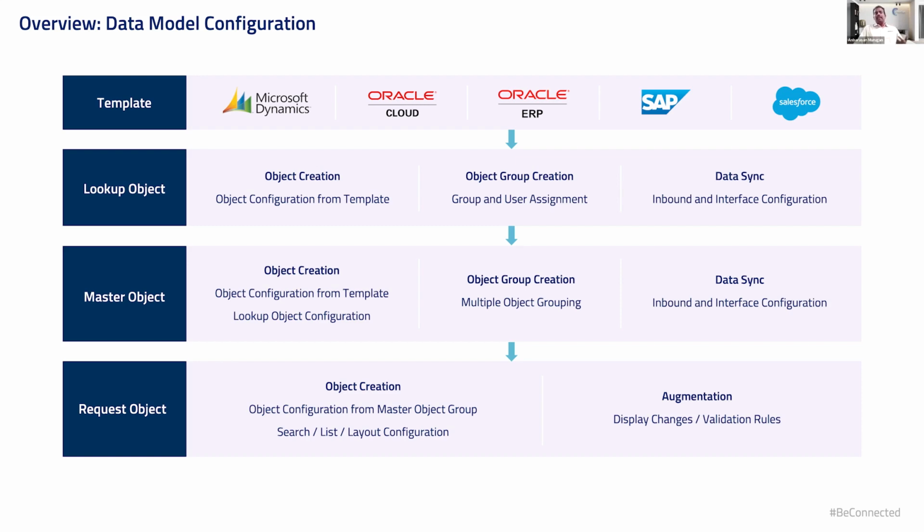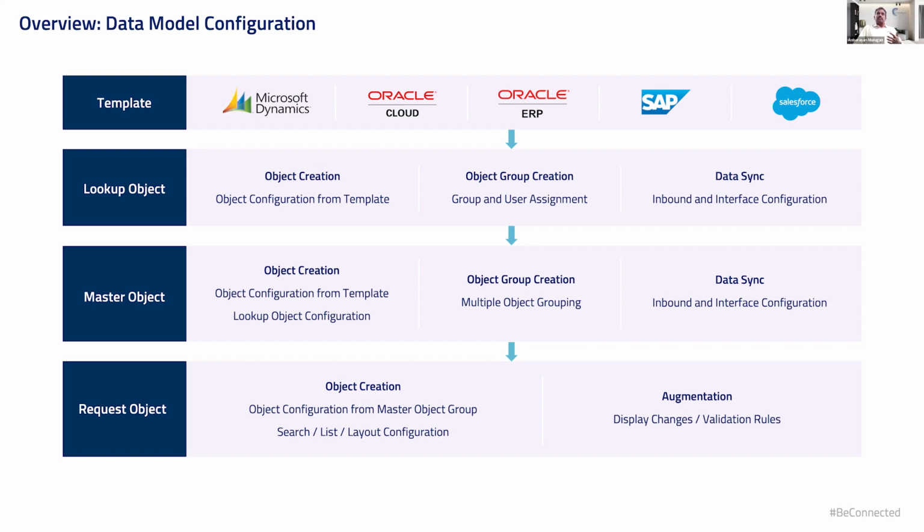So the reference data will be created automatically, and also inbounds will be synchronized. Number two, the main master objects, nothing but customer master, customer address, contact. All these master objects will be driven or created based on the template. And number three is going to be most important. Another one is a request object.